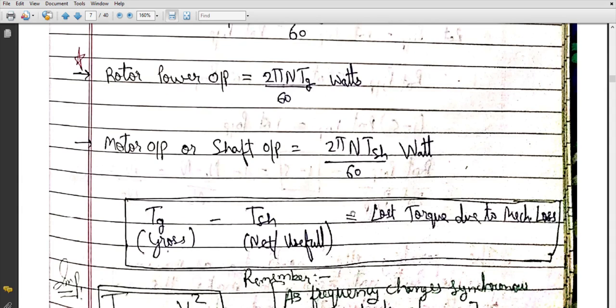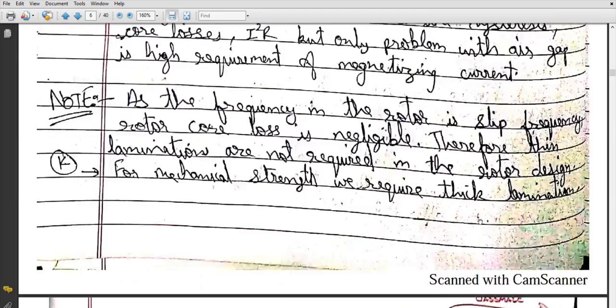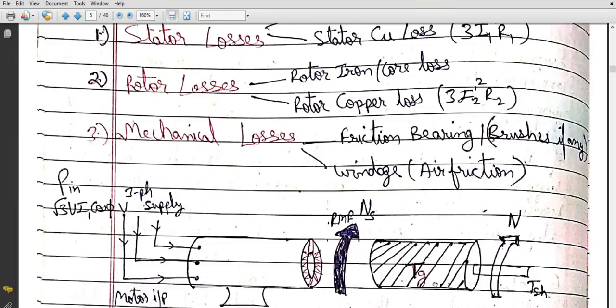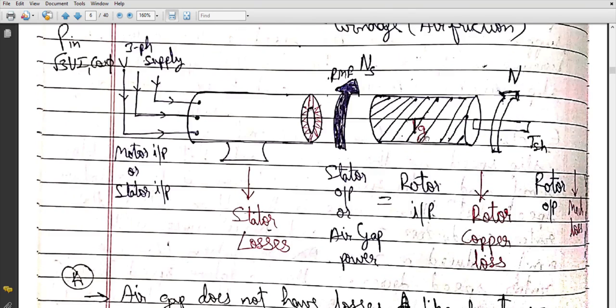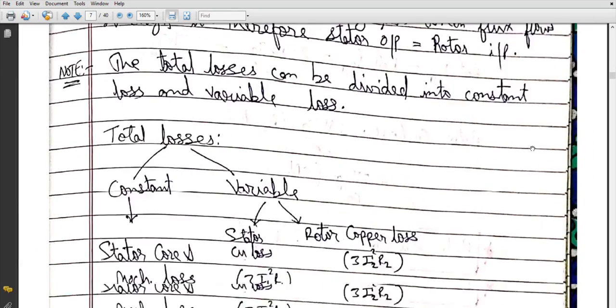Now we know that the gross torque developed minus the shaft torque is nothing but the torque lost due to mechanical loss. As I've already discussed in this diagram, the torque developed was Tg, and out of this some torque is lost mechanically while rotating the shaft. That is known as torque lost in mechanical loss, and thereafter you finally get T shaft. So you should be very careful about these things.